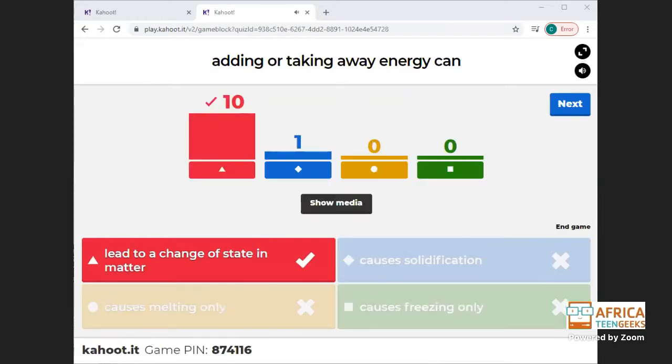Wonderful, guys. That is beautiful. Adding or taking away energy leads to a change in state of matter.